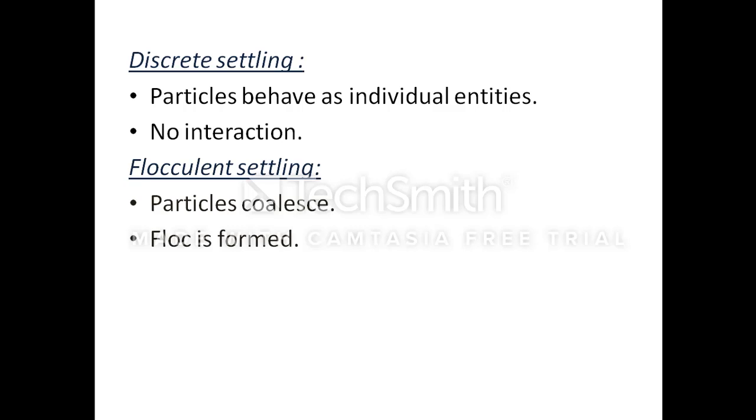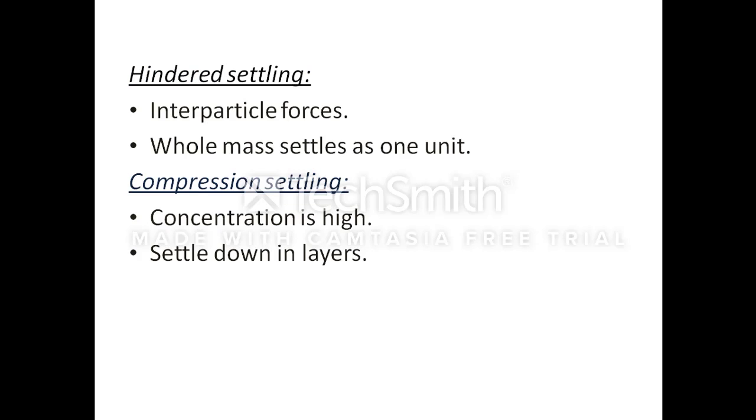Next is the type 3 settling or the hindered settling. In this settling, the concentration of particles is in the intermediate range. So there are interparticle forces. These forces hinder the settling of neighboring particles. Here, when the settling occurs, the whole mass settles as one unit. All of the suspended matter settles at the same time as one unit.